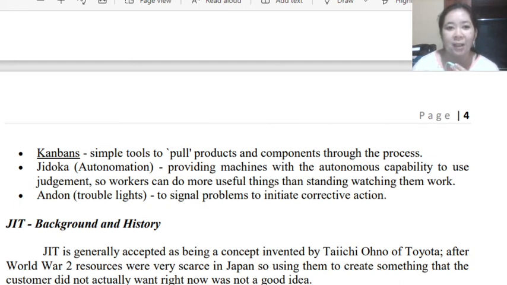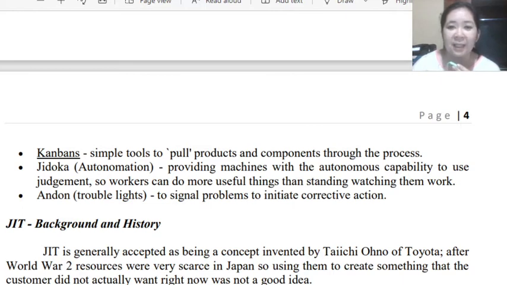Okay, Jidoka, or in other words, this is automation. Okay, if you could notice, we used some Japanese terms right here, because normally JIT and continuous improvement originally were from the Japanese. Okay, so that's why the terms that we use are related to them.